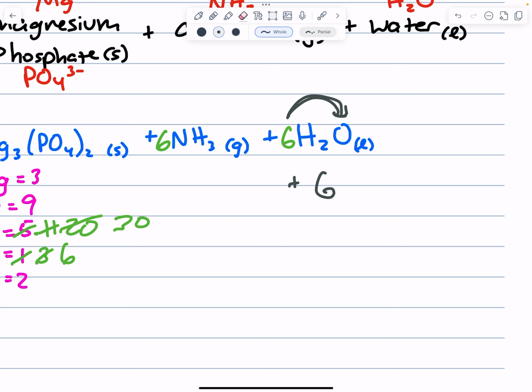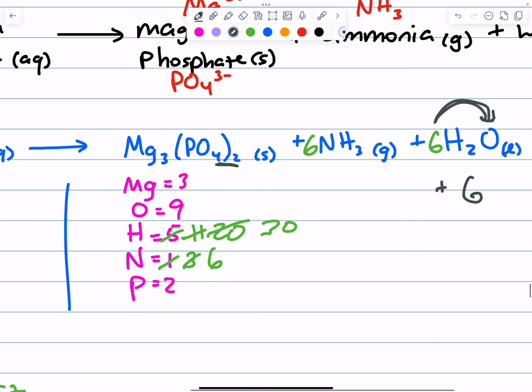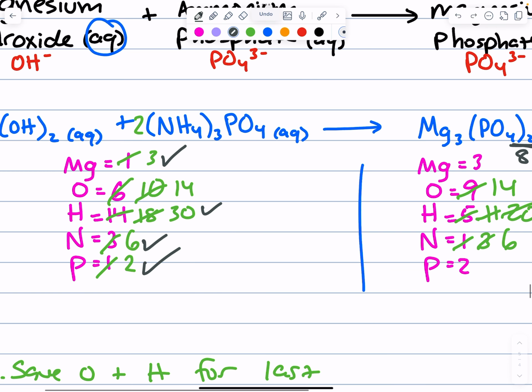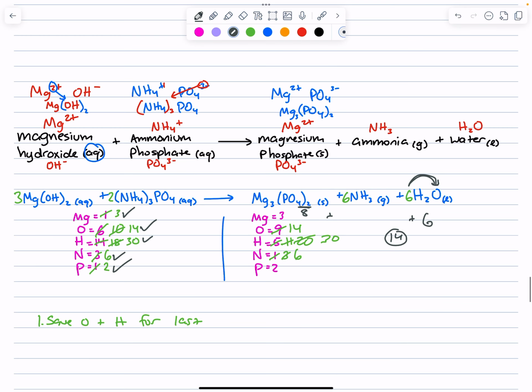We already did the hydrogens. I don't care about that. 6 oxygens, but I also have how many here? 8. What's 8 plus 6? 14. So now this becomes 14. And now on the other side, do I have 14? Yes, I do. So now my whole reaction balances, and these are my coefficients. 3, 2. If there's no number, it's a 1, 6, 6. Okay, and that's how you balance the reaction.